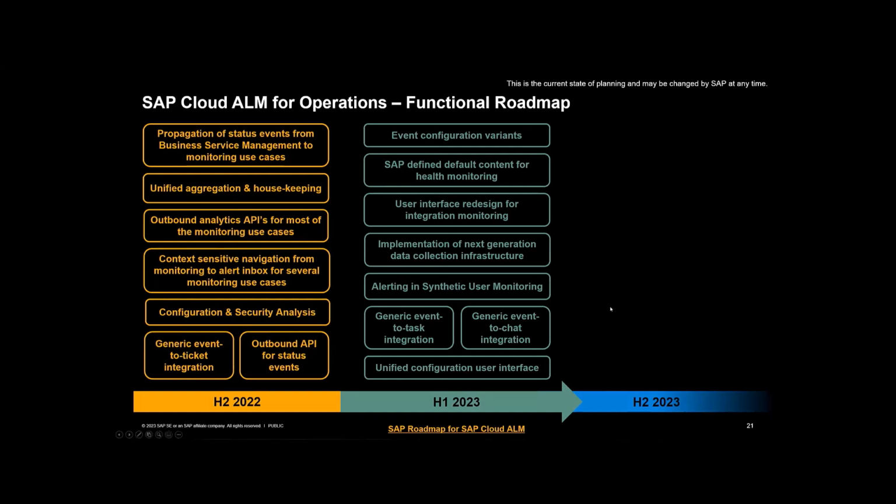So we are talking permanently with customers, consuming the feedback here and adapting our UI appropriately. Then we have the alerting in synthetic user monitoring. This is also a big functionality. Currently, this is missing. We have just monitoring. The alerting is missing, so this will also come in the first half of this year.